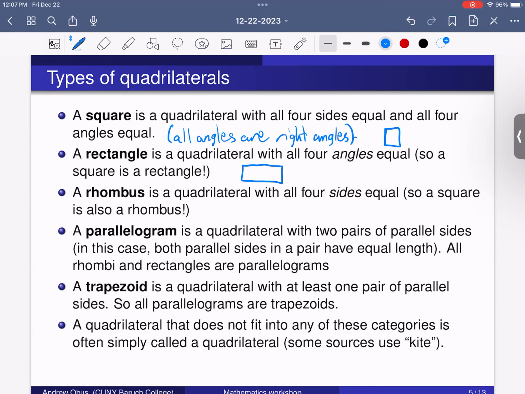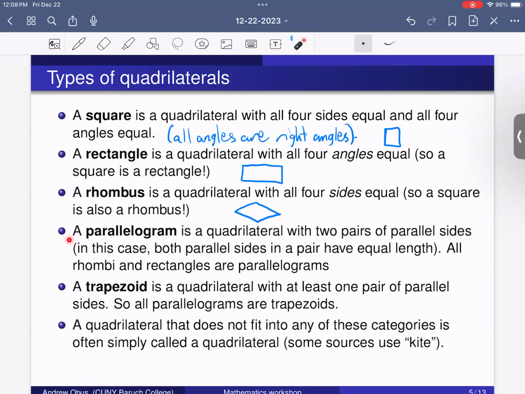A rhombus is if you do the other thing. So if you have a quadrilateral with all four sides equal, but not necessarily all four angles equal. So a rhombus could look like this, right? If I draw this, sometimes it's called a diamond, right? A rhombus looks like a diamond. All four of these sides have equal lengths, but the angles are definitely not equal, right? This angle over here is smaller than this angle over here, right? This is a bigger angle. So that's called a rhombus.